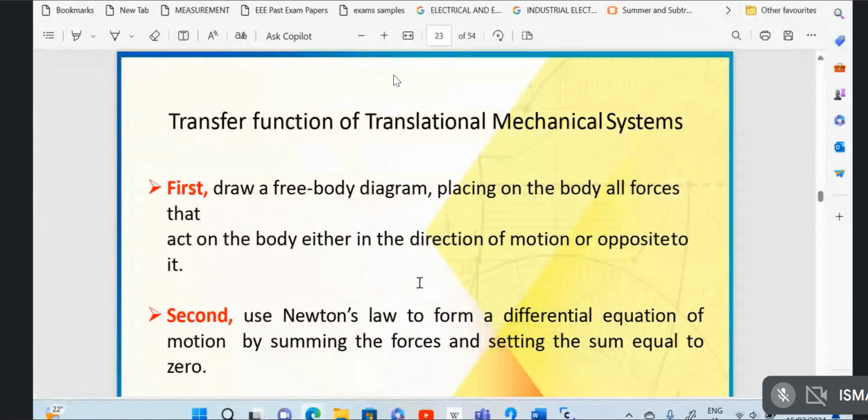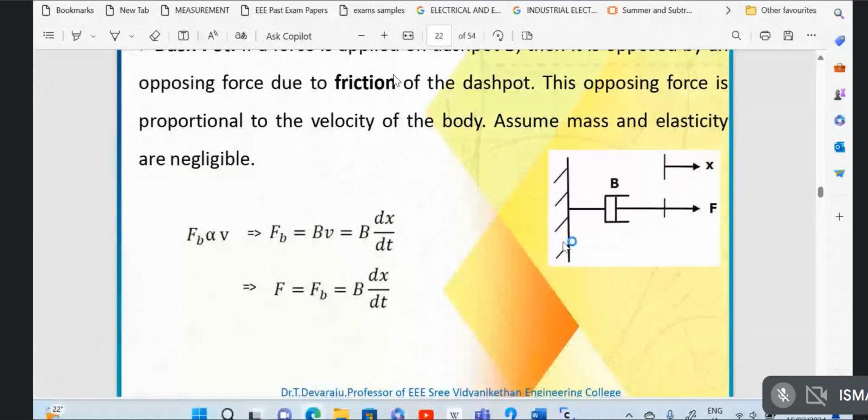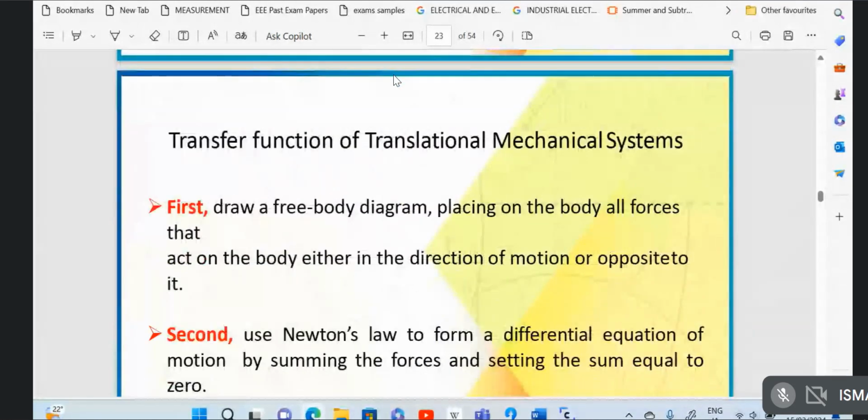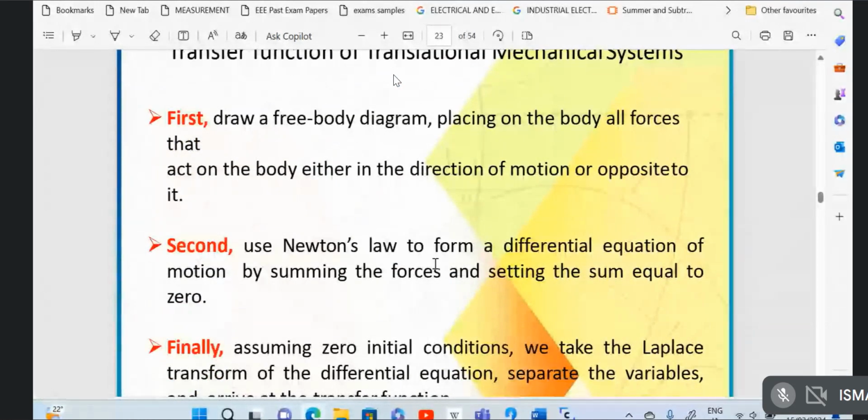So the second thing that you need to do in modeling, in coming up with the transfer function, is use Newton's law to form a differential equation of the motion by summing the forces and setting the sum equal to zero.